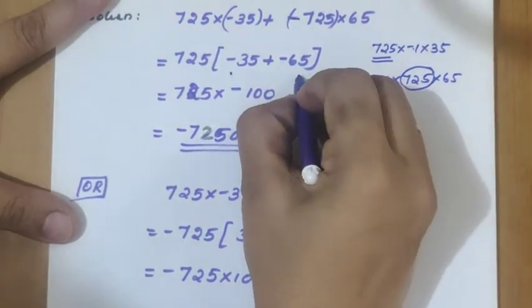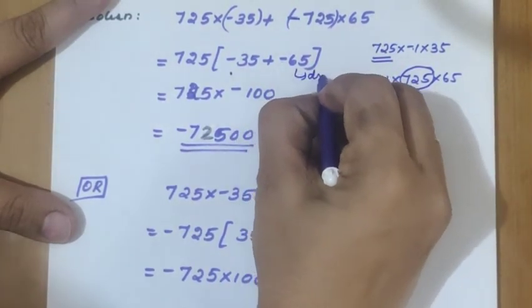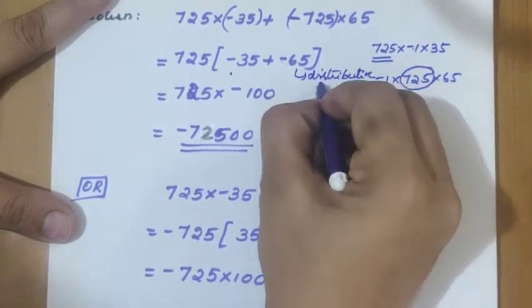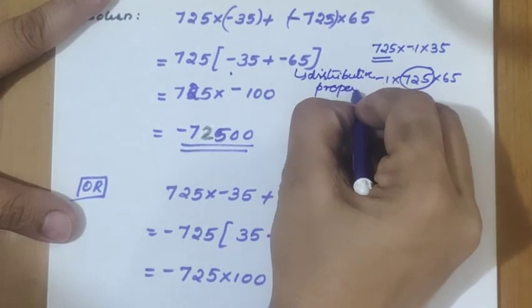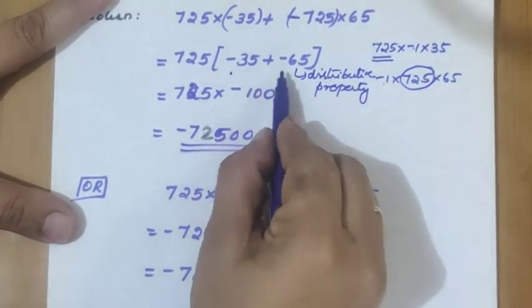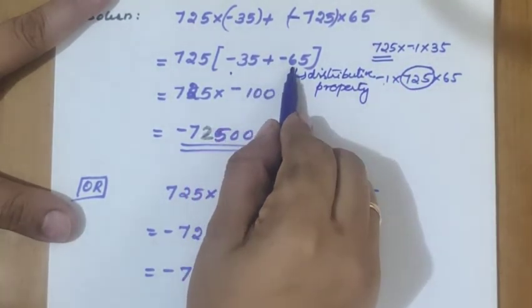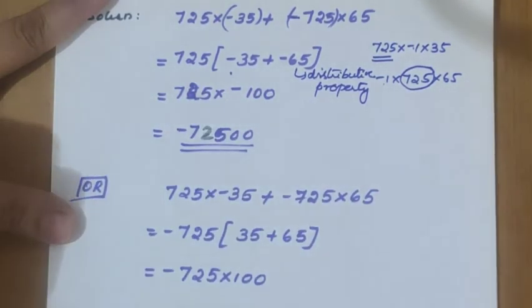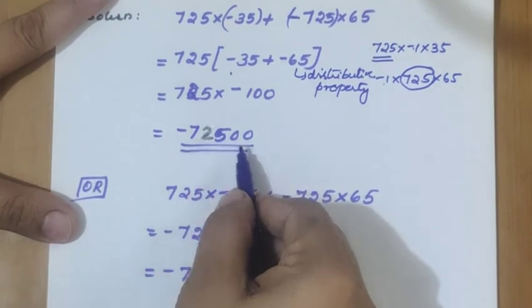So now the property is asked. So here what should we write? Distributive property. Okay. Now simplify the terms in the bracket. Minus 35 and minus 65. What is the answer? Minus 100. So 725 into minus 100. The answer is minus 72,500.